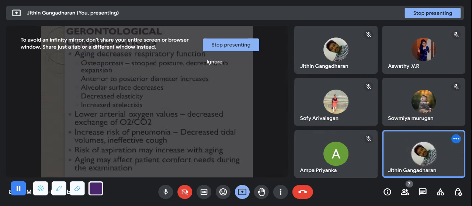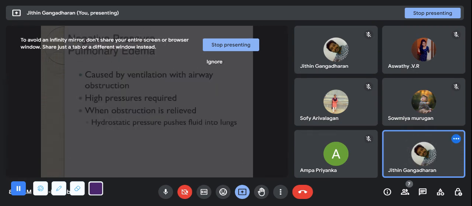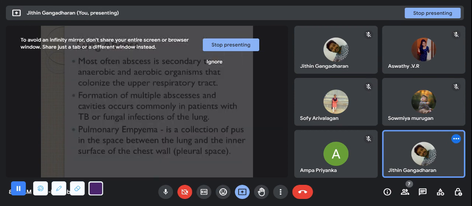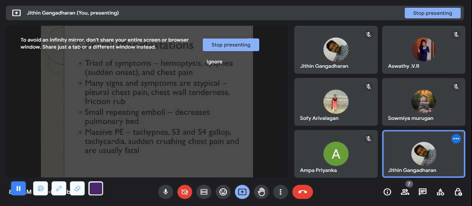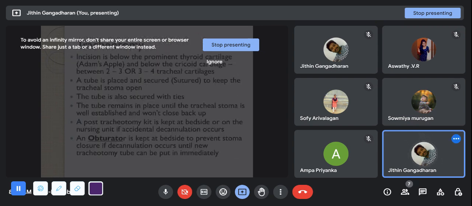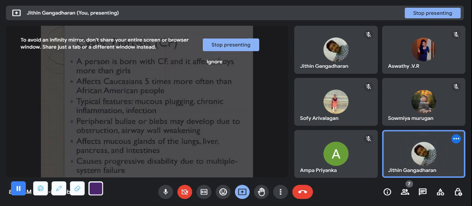Pulmonary embolism, we have explained it. I think I have explained all these things. You know, there is a condition known as cystic fibrosis. Cystic fibrosis means fibrotic changes will be there in the lungs, like lung abscess. So there will be fibrotic changes in the lungs. That is known as cystic fibrosis.